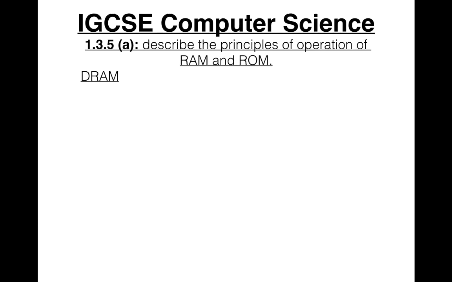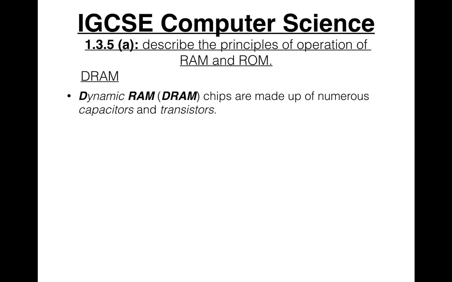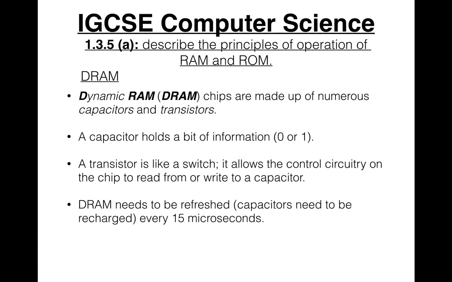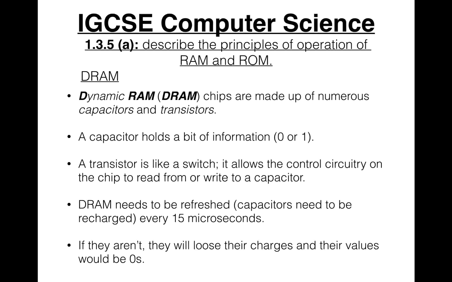So let's finally look at DRAM. Dynamic RAM chips are made up of numerous capacitors and transistors. A capacitor is something that holds a bit of information, so 0 or 1. And a transistor is kind of like a switch. It allows the control circuitry on the chip to read from or write to a capacitor. DRAM needs to be refreshed constantly. This means that capacitors need to be recharged, and this usually happens every 15 microseconds. If they aren't, they will lose their charges and their values would be zeros, and that's pretty annoying.